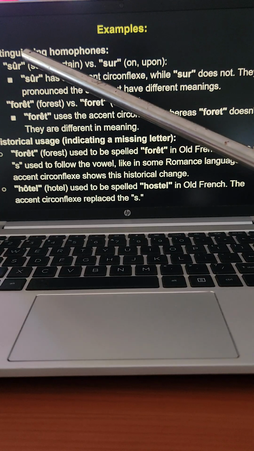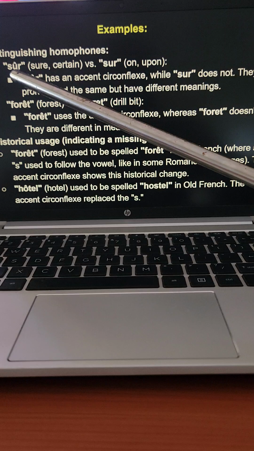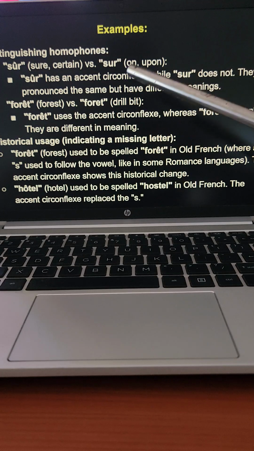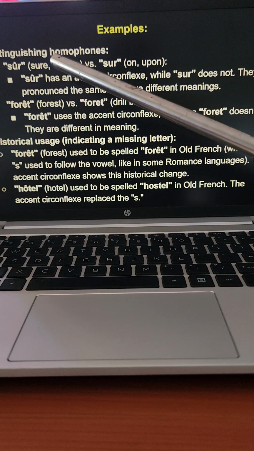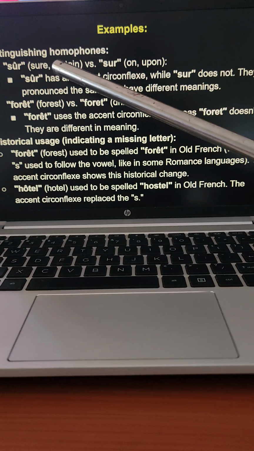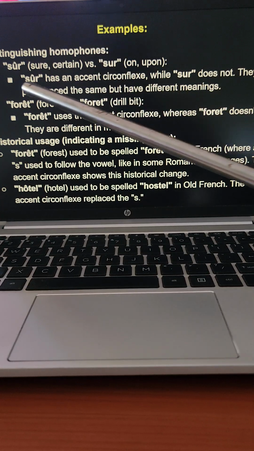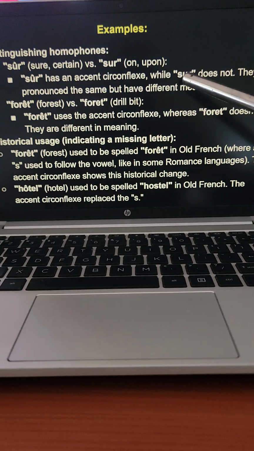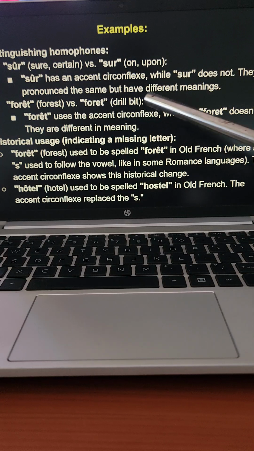So be careful. You need to know when to use that accent circumflex as compared to this one, whereby when you say le stylo est sur la table, the pen is on the table, you want to use the preposition there, compared to the adjective, je suis sûr. So be careful with that. Sûr has an accent circumflex, while sur does not. The way I've just said, they are pronounced the same, but they have different meanings.